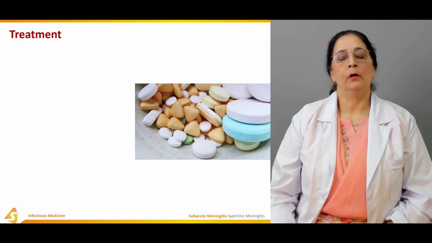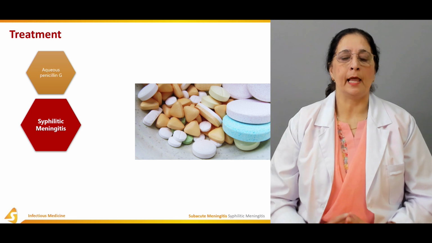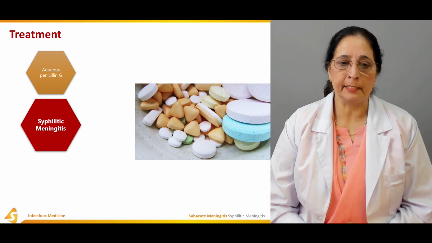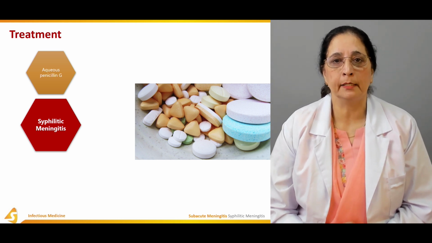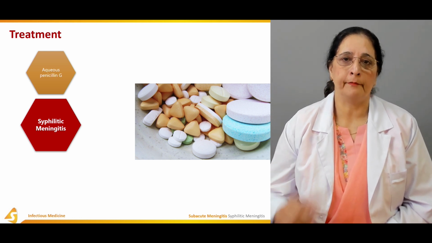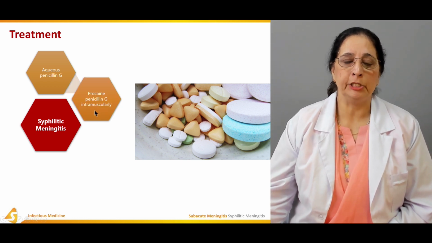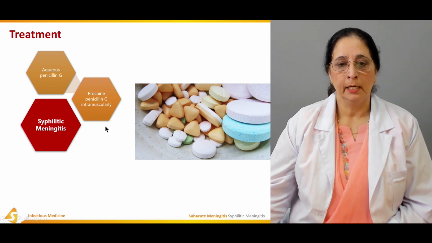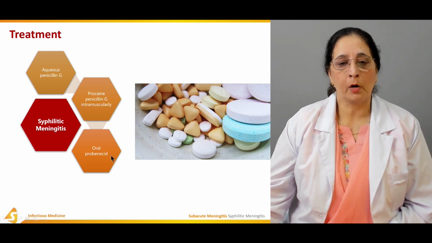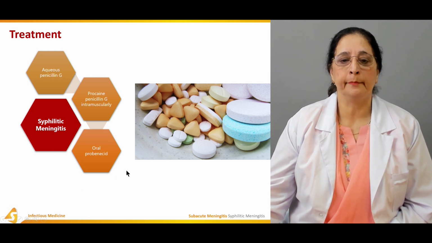So the treatment of syphilitic meningitis is usually aqueous penicillin G. Aqueous penicillin G is a very effective treatment for syphilitic meningitis and is usually associated with good prognosis. Then we have procaine penicillin G, again intramuscularly. It's very effective for syphilis. Oral probenecid can also be tried for syphilitic meningitis.